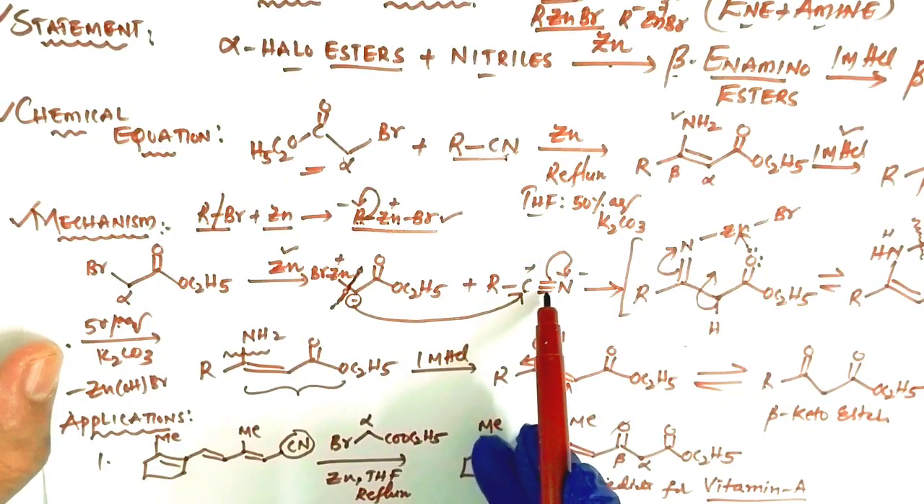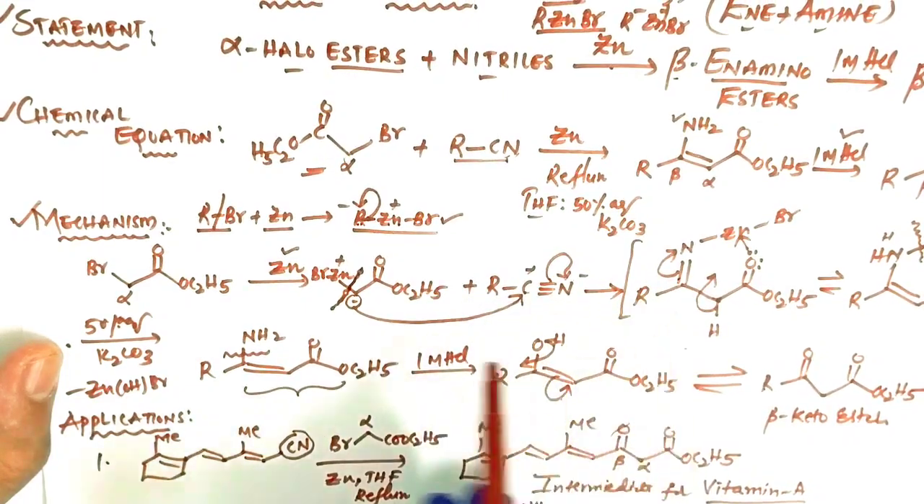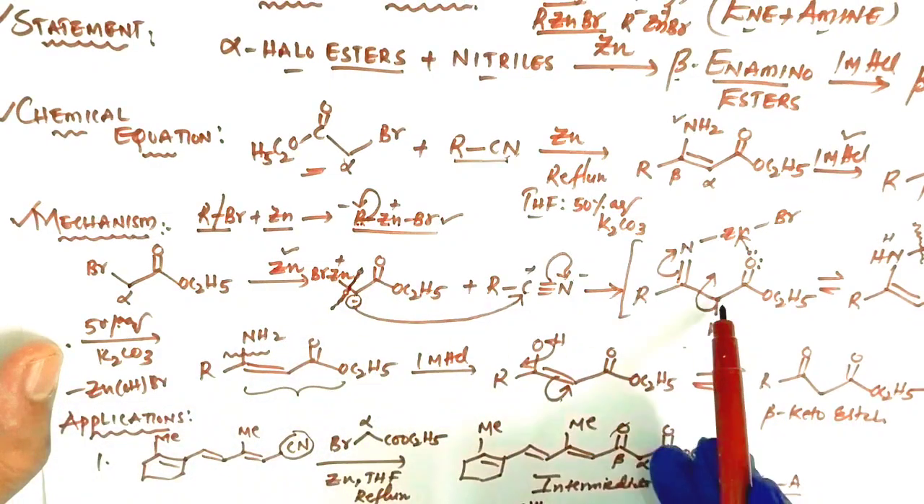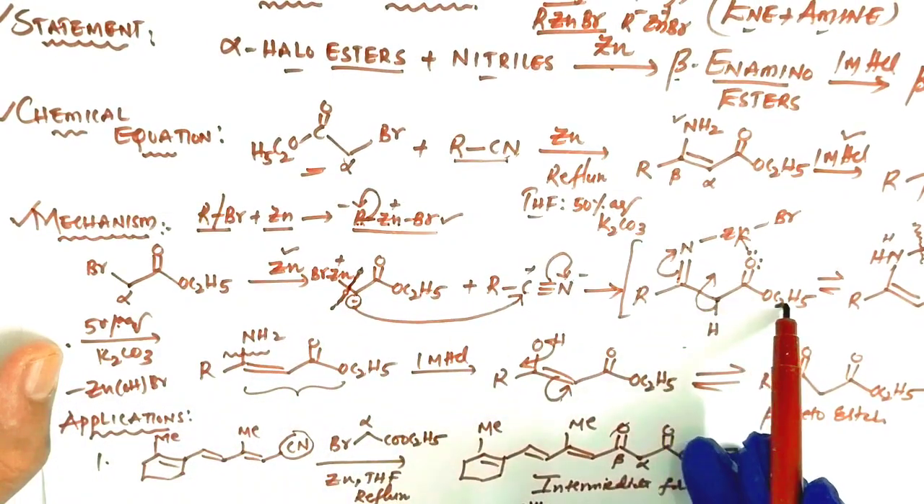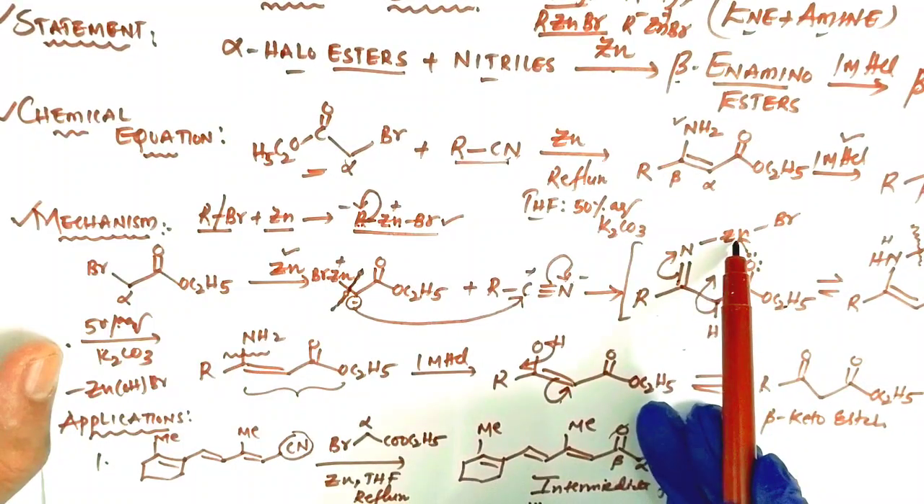Now, RC triple bond N, because of the migration of this pi bond, the triple bond is converted into double bond, so C double bond N. R is connected. Here at this carbon, the CH2 is connecting, CH2, C double bond O, OC2H5. Oxygen is having lone pair of electrons, zinc is having an empty orbital. That's why there is a formation of coordinate covalent bond.